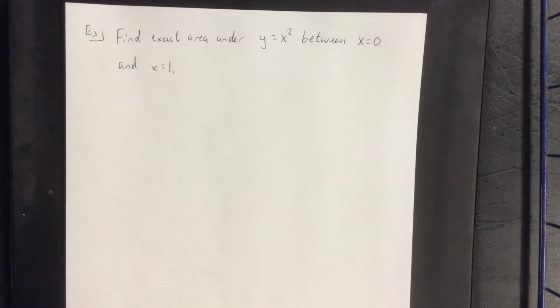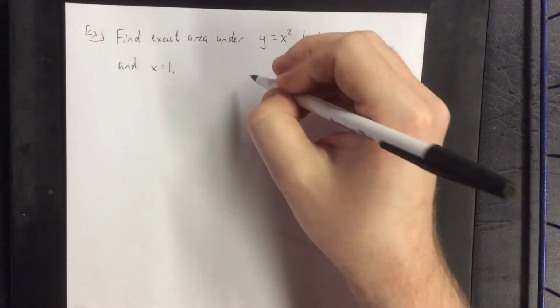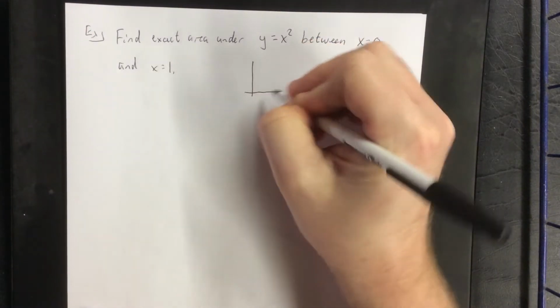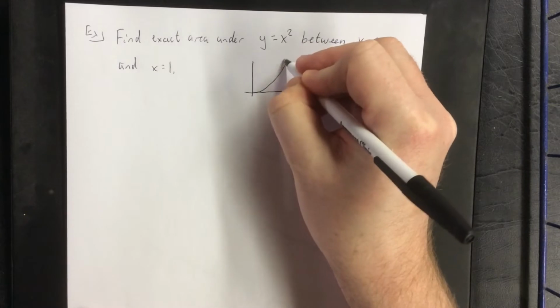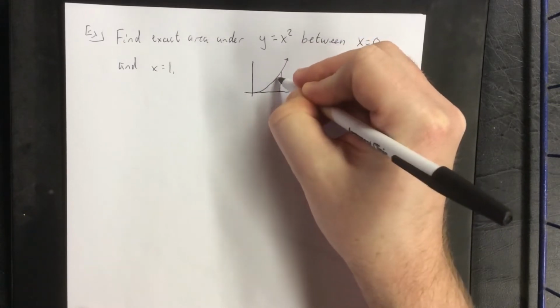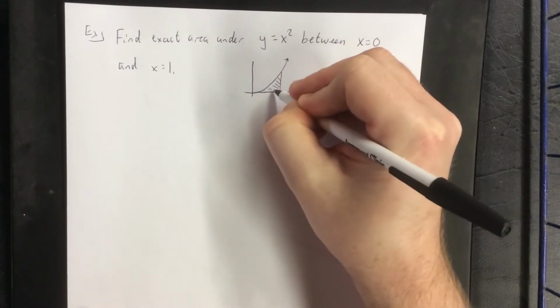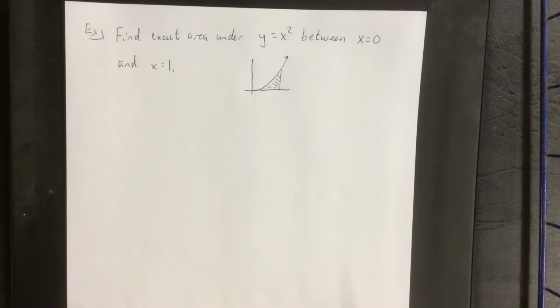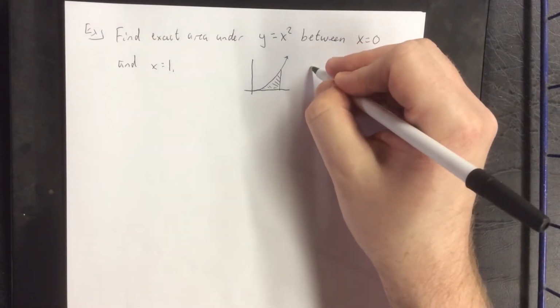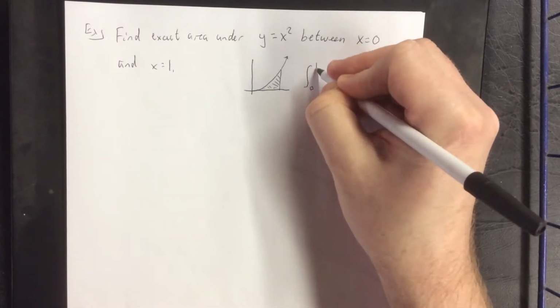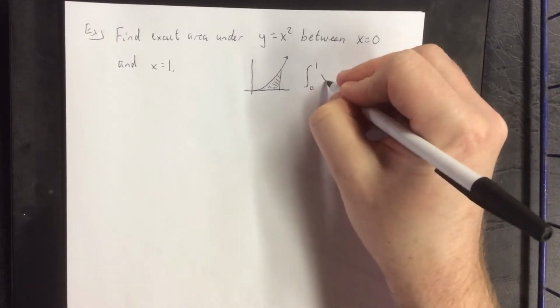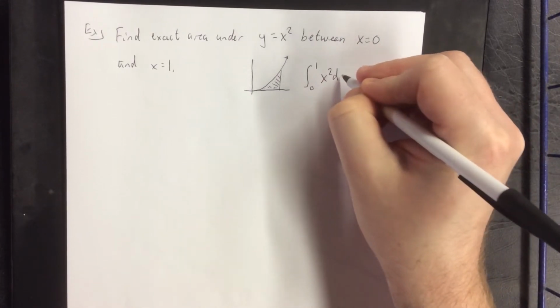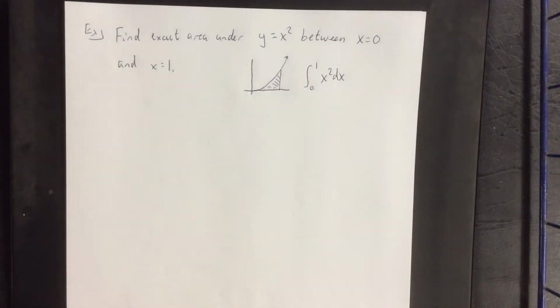Back in the section 5.1 playlist, we tried this process of finding the approximate area under the curve y equals x squared between x equals 0 and x equals 1. And we used several finite approximations to estimate this area. Now that we have the concept of a Riemann sum, we're going to find the exact area. If I wanted to set this up as a definite integral, it would be the definite integral from 0 to 1 of f of x, which is x squared, dx.